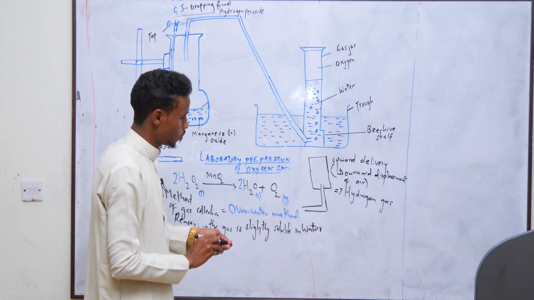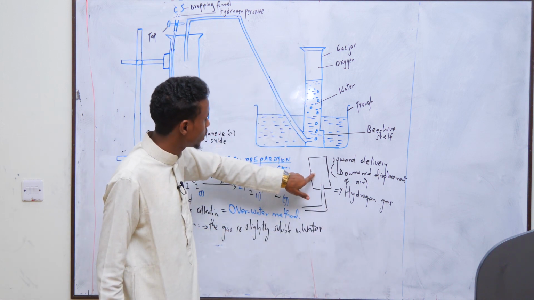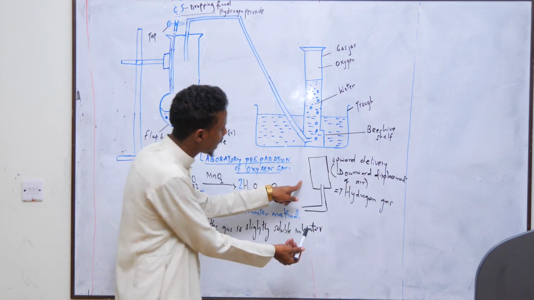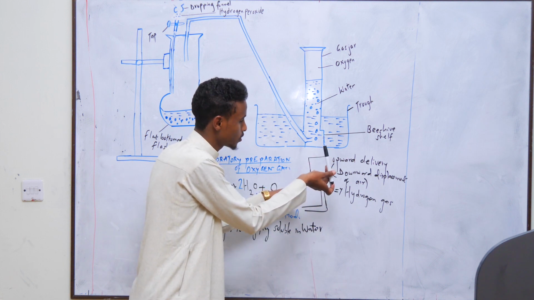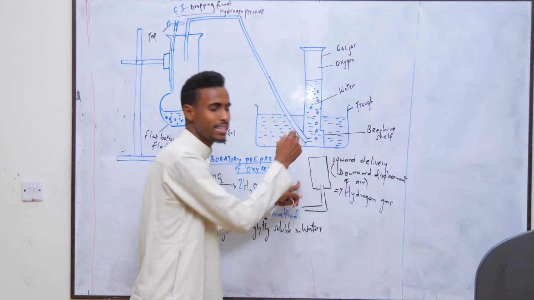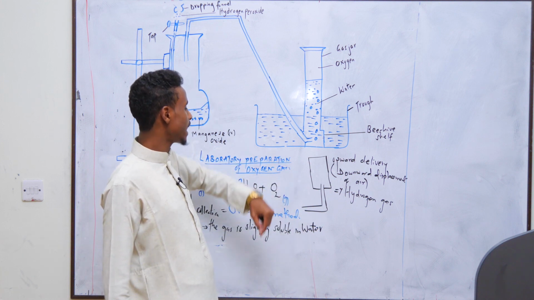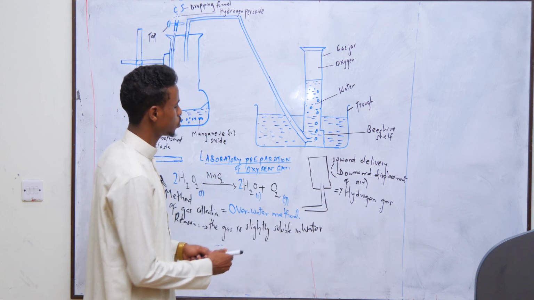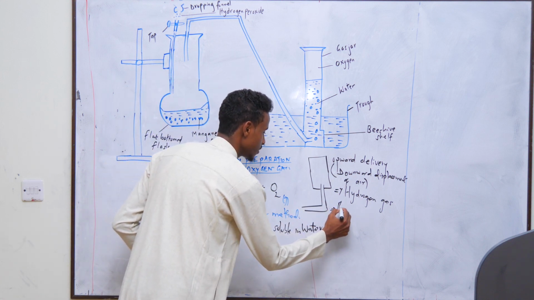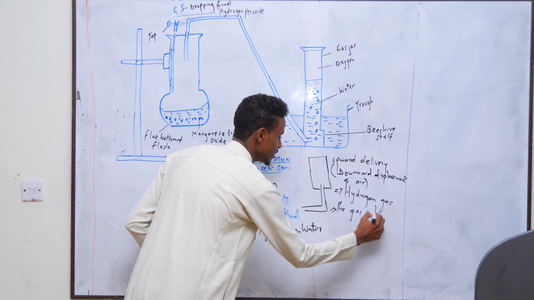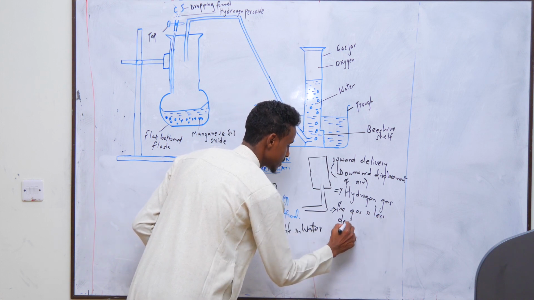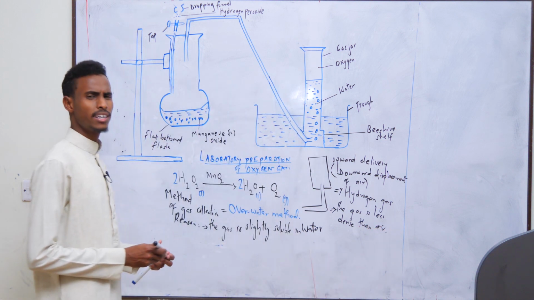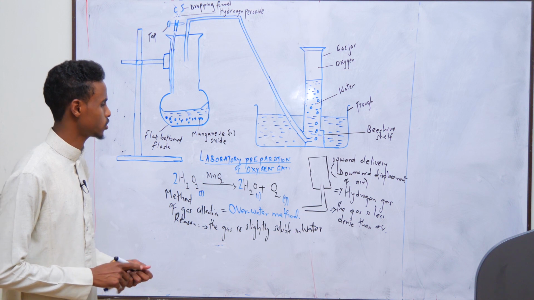Hydrogen gas. Reason: the method of gas collection is called upward delivery or downward displacement of air. Why? The gas is delivered upwards. And when you are delivering the gas upward, that basically means the air will be displaced downwards. Now, let's look at the reason. This is because the gas is less dense than air. Great.